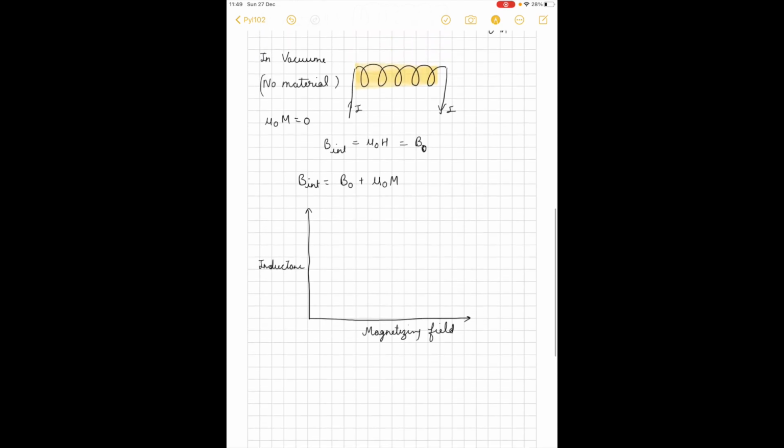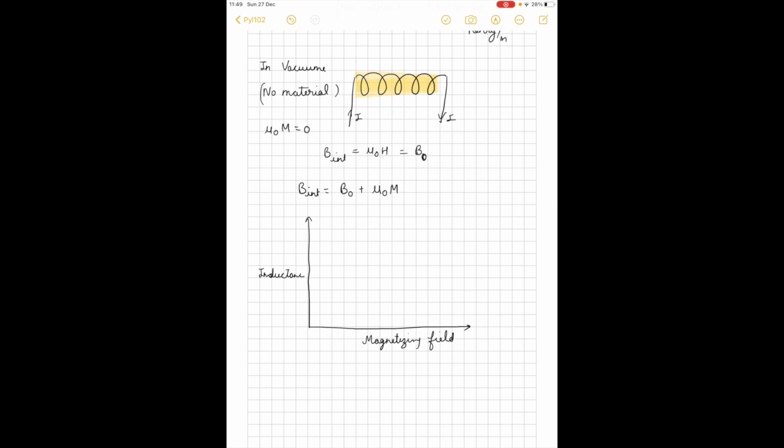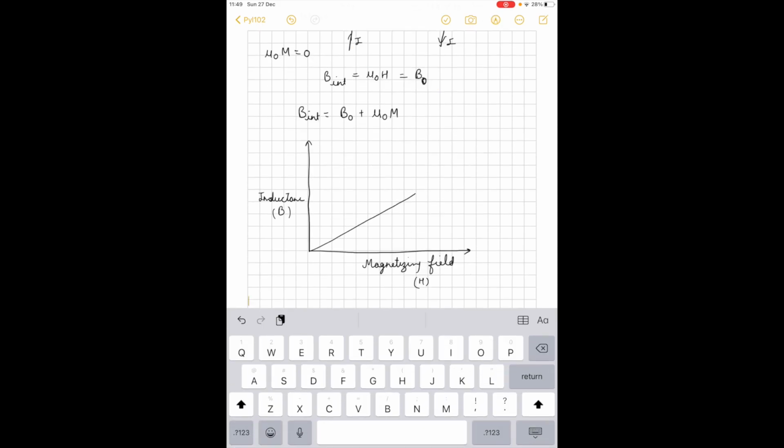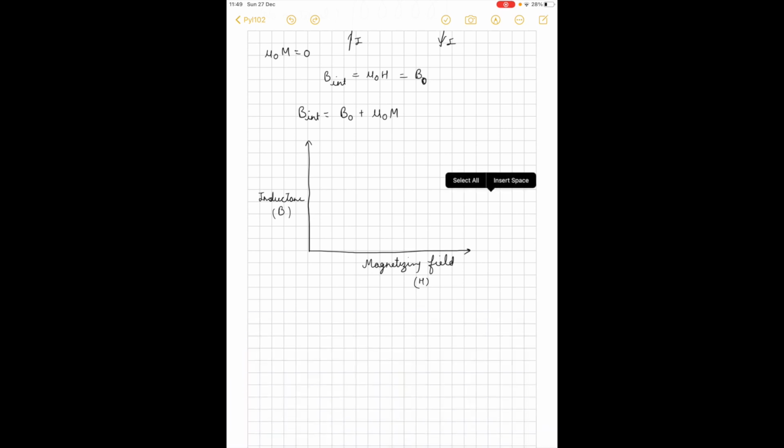So for example, when there is vacuum, let's say this is B, this is H, okay? When there is vacuum, we know that B is equal to mu naught H. So this is going to be a linear plot. It's vacuum, B is equal to mu naught H.